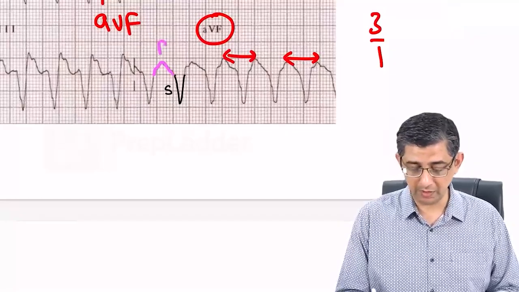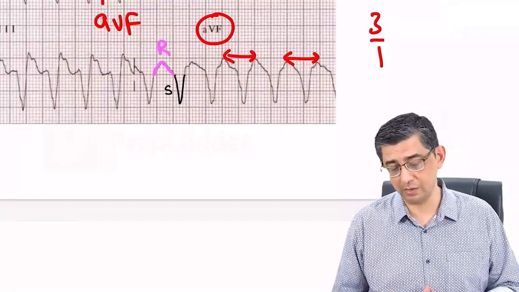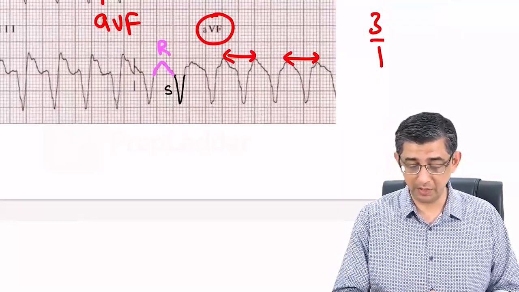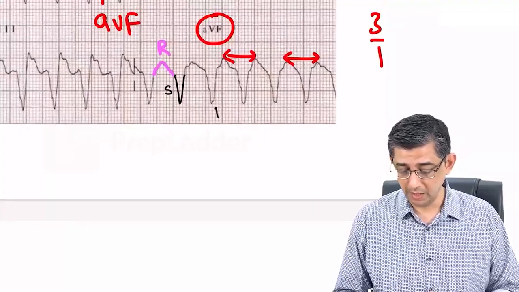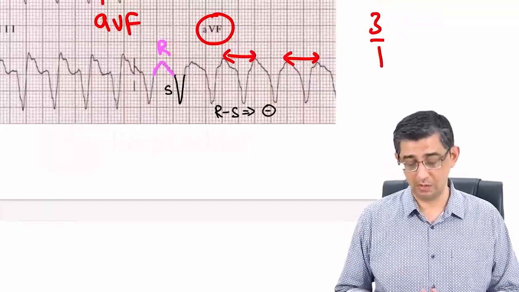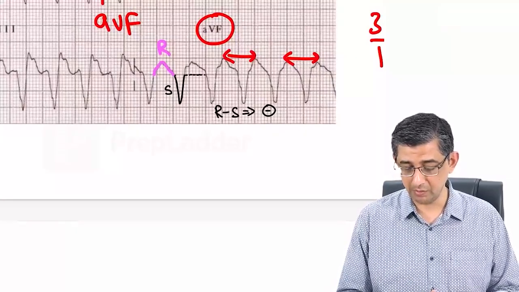If you look at the vector here, anything that goes up is R, anything that comes down is S. The depth of the S is much more than that of R. So in lead AVF, if I just go mathematically, R minus S will turn out to be negative. Why? Because the depth of S is more. This is the baseline that I'm talking about.